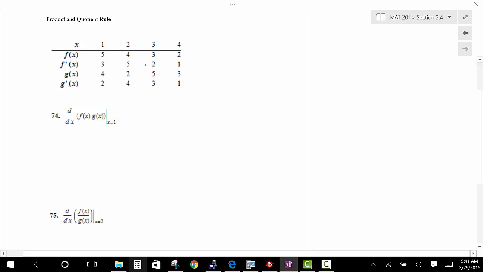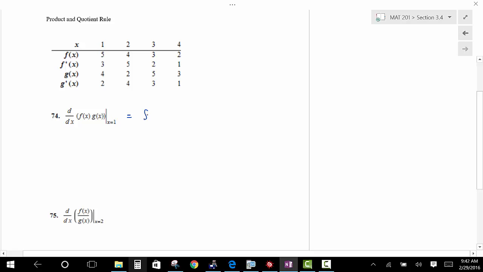And then this second row is giving you the values of the derivative. The third row is giving you the function values of g, and the fourth row is giving the values of the derivative. So if you're going to do this problem, you only have one way to do this. You don't even know what the functions are, but does that look like a product rule or a quotient rule? It's a product rule. So what you're going to do is you're basically going to do this.